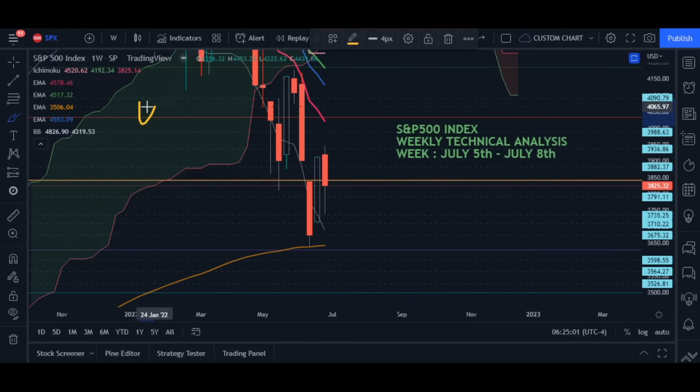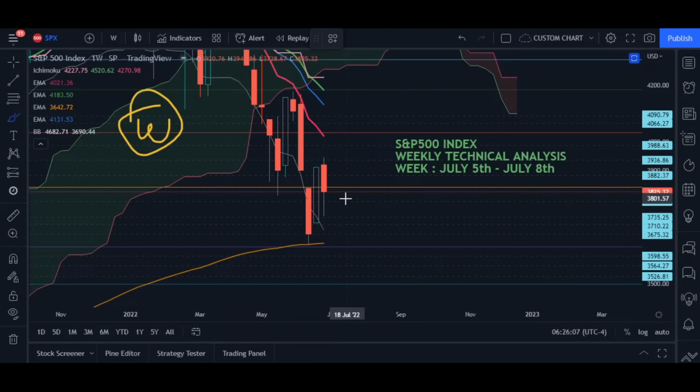Okay guys, so this is the weekly chart. Let me write it down. Weekly chart means one candle represents 1 week, not 1 hour or 1 day. One candle means 1 week.